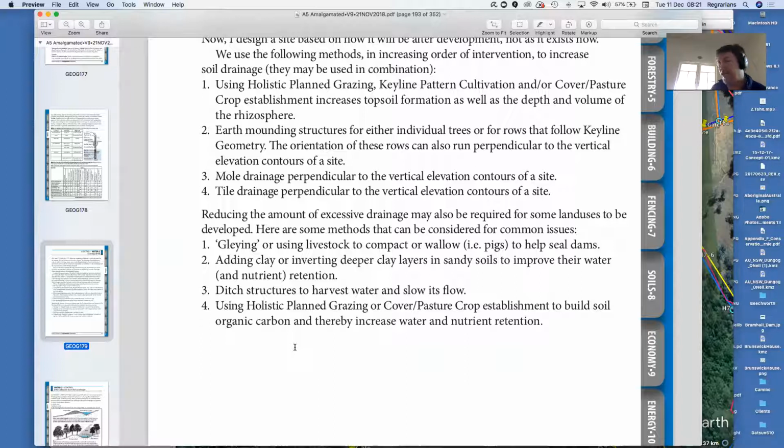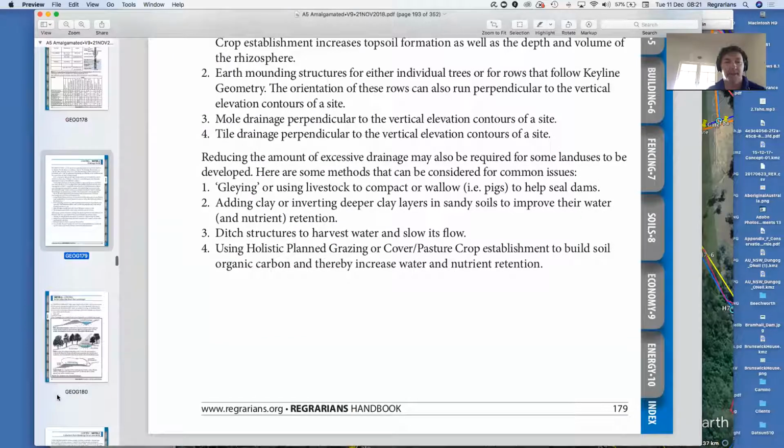where you have clay at depth, and you might invert some of that clay and mix it in with the sand that's overlaying the clay, so you now get a sandy clay. Now that material, with the addition of organic matter, will have a big improvement in its water retention and nutrient retention and so on. So we go through those sorts of processes.